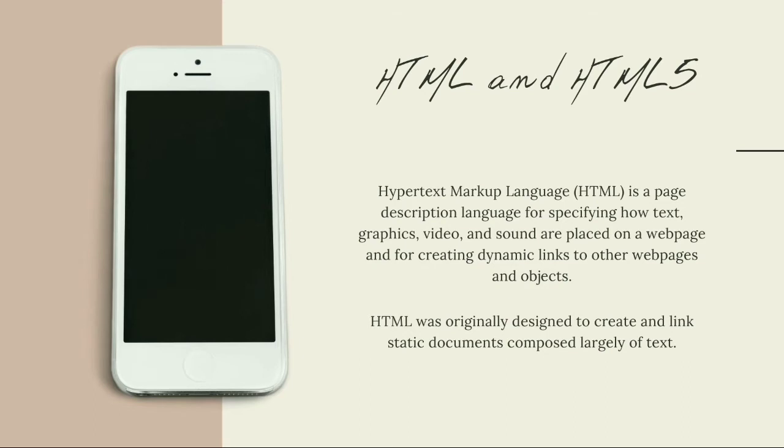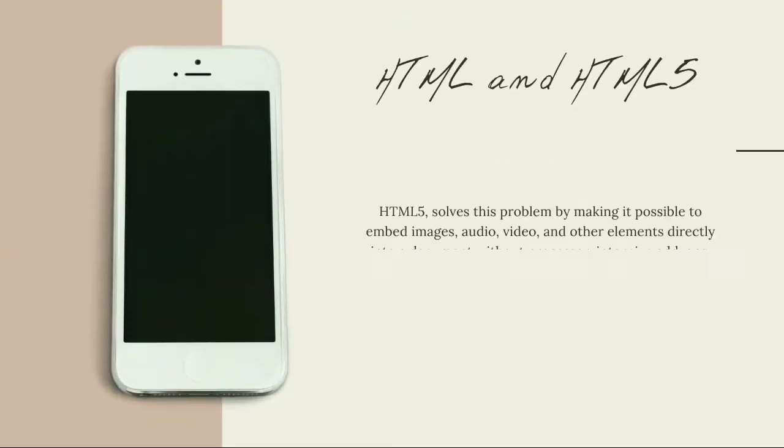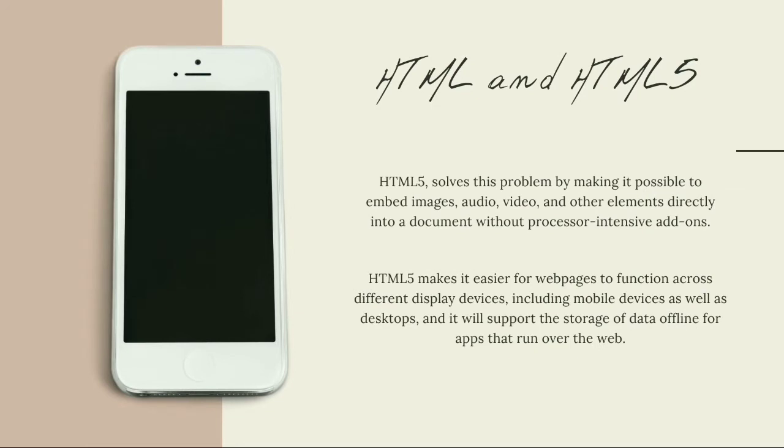HTML was originally designed to create and link static documents composed largely of text. Today, however, the web is much more social and interactive, and many web pages have multimedia elements, images, audio, and also video. What about HTML5? HTML5 is to solve this problem by making it possible to embed image, audio, video, and other elements directly into a document without processing-intensive add-ons. HTML5 makes it easier for web pages to function across different display devices, including mobile devices as well as desktops, and it will support the storage of data offline for apps that run over the web.